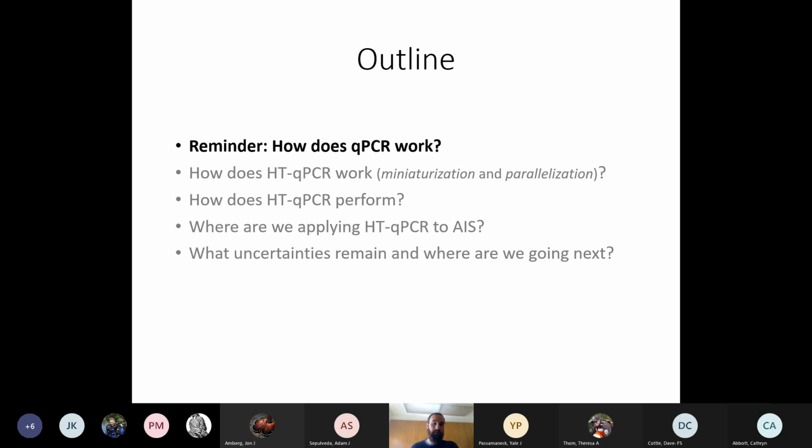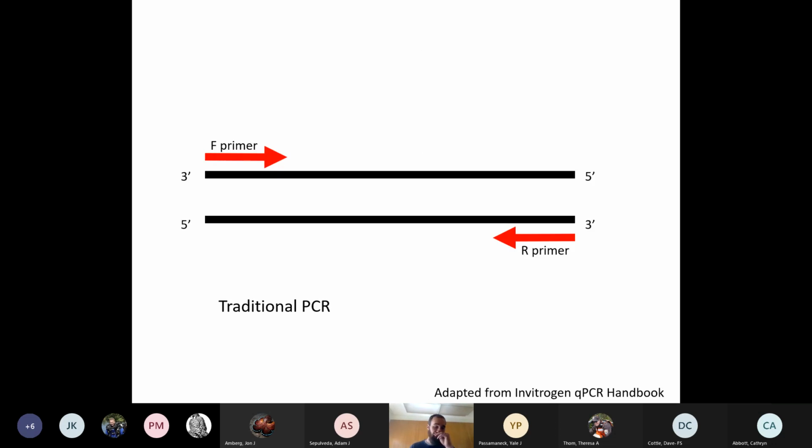So first, let's do a quick recap on qPCR. This is an illustration of how PCR works, polymerase chain reaction. The black parallel lines are indicating double-stranded DNA. The red arrows are single-stranded DNA called primers. Over multiple cycles of heating and cooling, these primers anneal, extend, and make millions of copies of our DNA, the black lines again. And detecting this amplified DNA, these PCR products, is how we know that we have the DNA that we're interested in present in a sample.